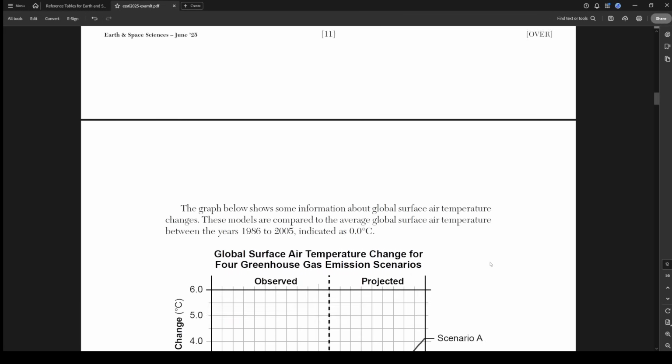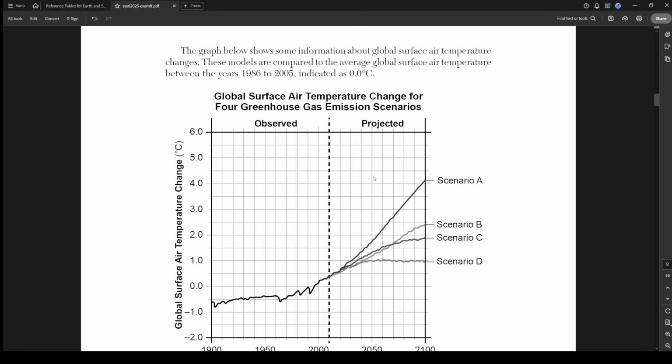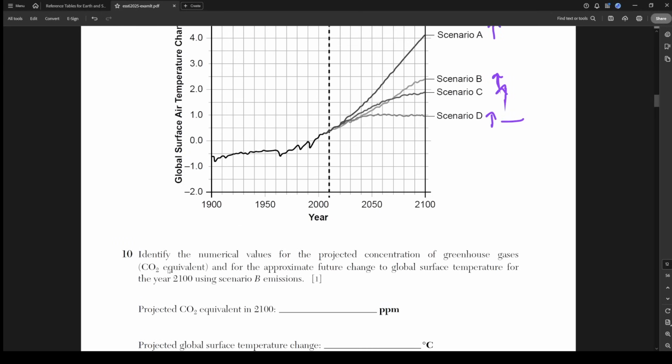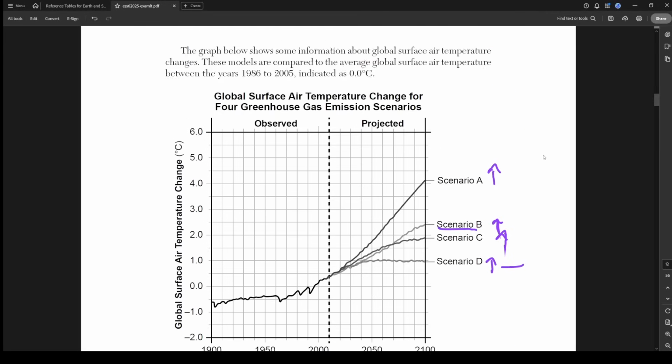Okay. The graph below shows some information about the surface air temperature changes. Okay. So in scenario A, the air temperature went up a lot. Scenario B, it also went up. C, it went up. And D, it kind of went up and then stayed the same. Identify the numerical values for the projected concentration of greenhouse gases and for the approximate future change for the year 2100 using scenario B emissions. Okay, so we're only doing B. So we don't care about A, C, or D.